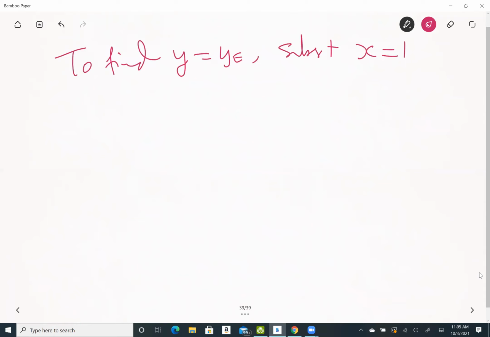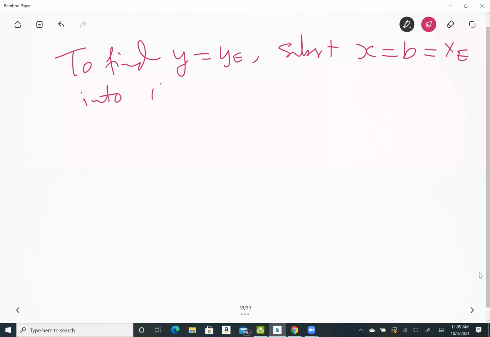To find the value of y, we substitute x. Now x, what you got, is equal to b, which we just labeled. That is xe, the equilibrium value of x. So you substitute x equal to b into what?